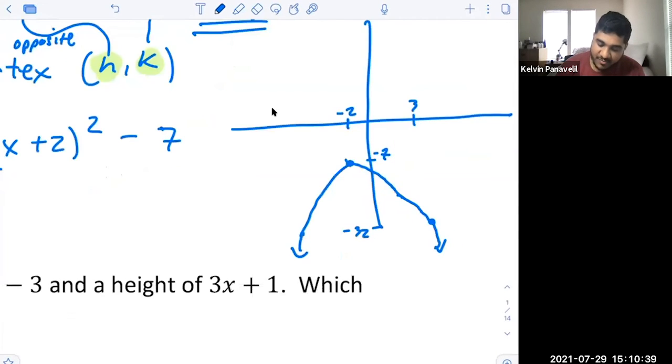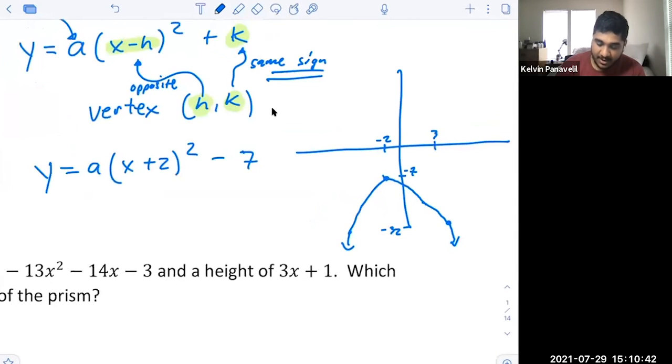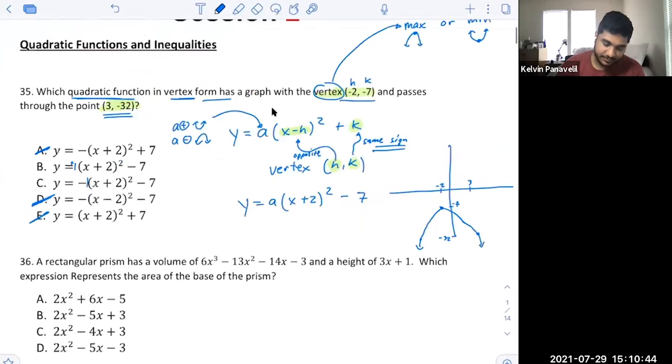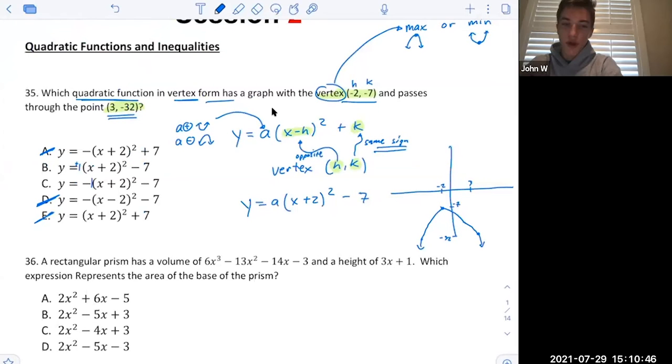So we know it's going to be a negative parabola. It has to be negative, right? So what would the answer have to be, John? The answer would have to be C. Awesome, because it's a negative parabola. Good stuff.